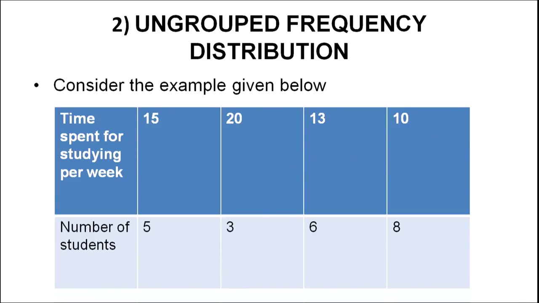Now, second case, if we are given an ungrouped frequency distribution, how to calculate the mean? Consider the example given below. Time spent for studying per week and the number of students are given in a tabular form. Three students spend 15 hours for studying. Another three spend 30 hours for studying. Six spend 13 hours for studying. And eight students spend 10 hours for studying.